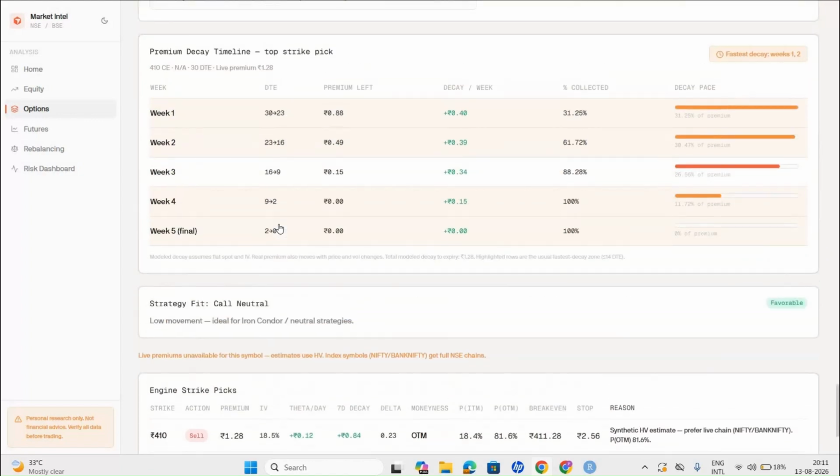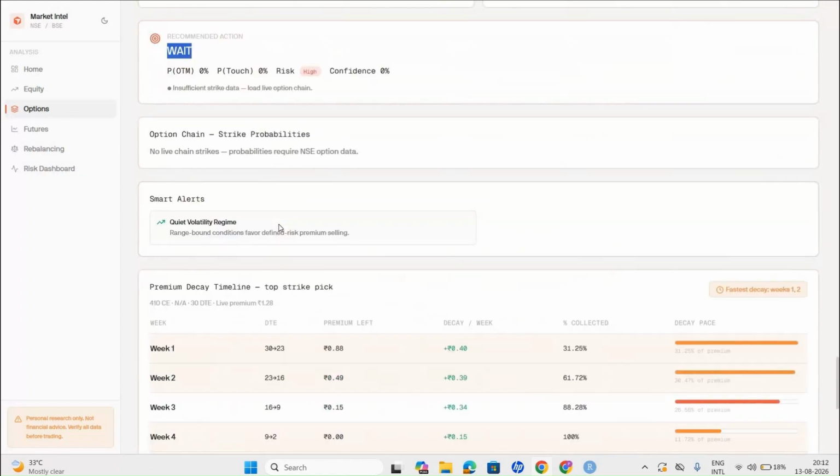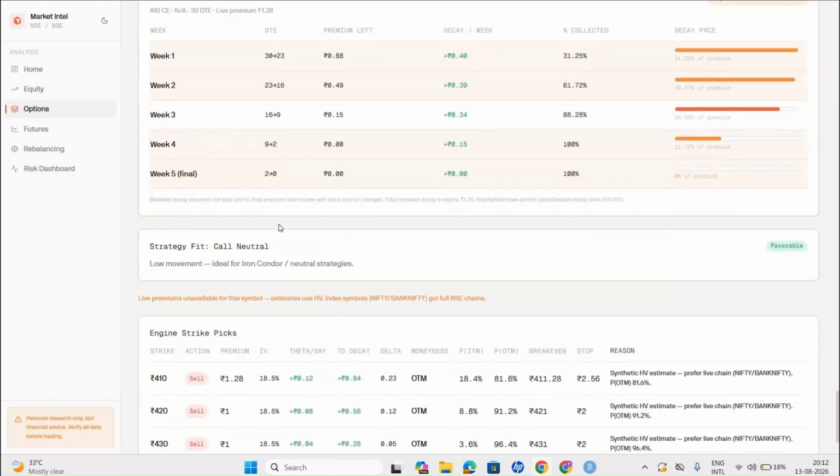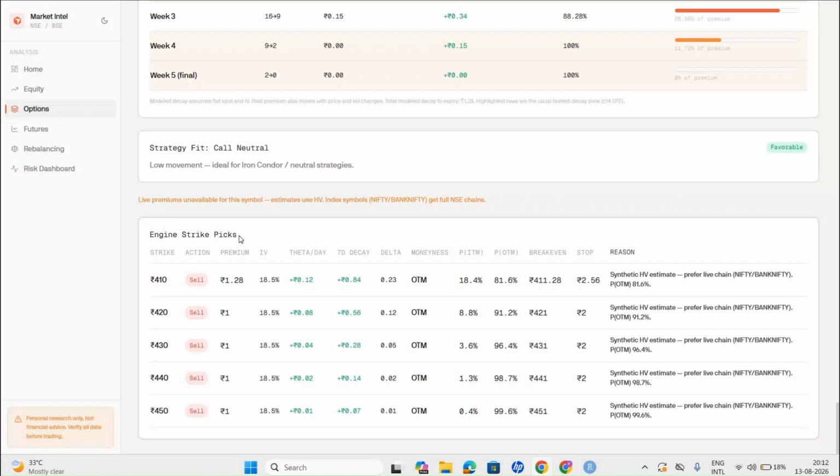But I usually take that trade based upon multiple other factors, because this dashboard has very strict rules, and that sometimes doesn't allow the stock to give a good recommendation. This is where you have to use your mind and your strategy to come up with a better idea. And here it's also giving you which option price you should consider for selling.